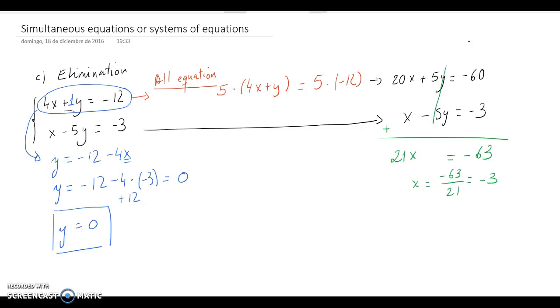We can test the solutions in the system. So we see that 4 times minus 3 is minus 12. I'm testing the solutions. So I'm going to have 4 times minus 3 is minus 12 plus 0 is minus 12. It's correct. And the second equation, I have minus 3 minus 5 times 0, which is 0. It's going to be minus 3. It's okay. So my solutions are correct.